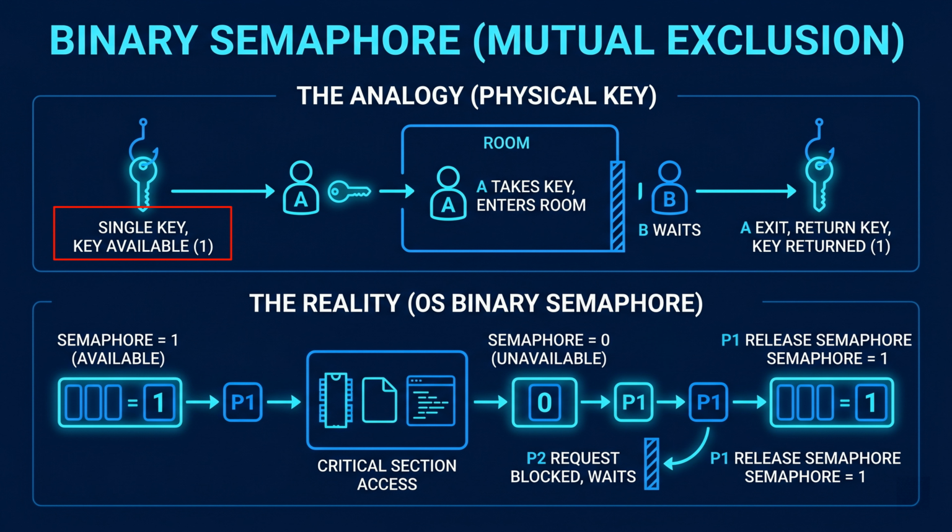While that person is inside, no one else can enter because the key is not available. Once the person comes out, the key is returned. That key behaves like a binary semaphore. In operating systems, instead of a physical key, the semaphore controls access to shared memory, files, or important code sections. This makes binary semaphores very useful when one shared resource must be protected from simultaneous use.